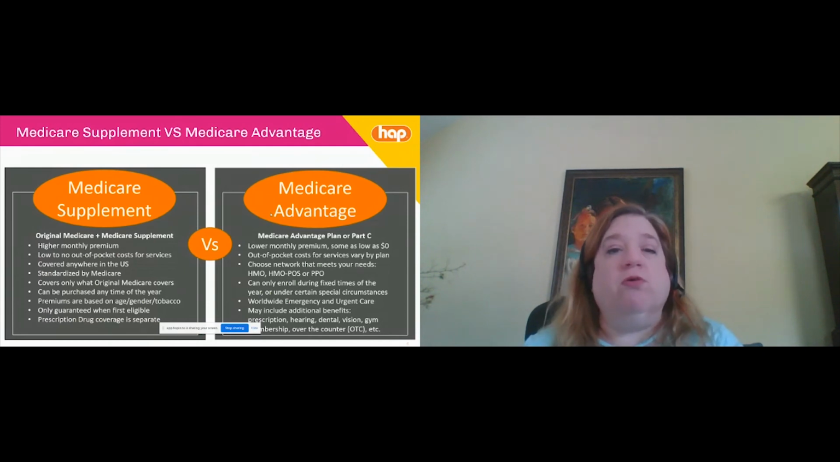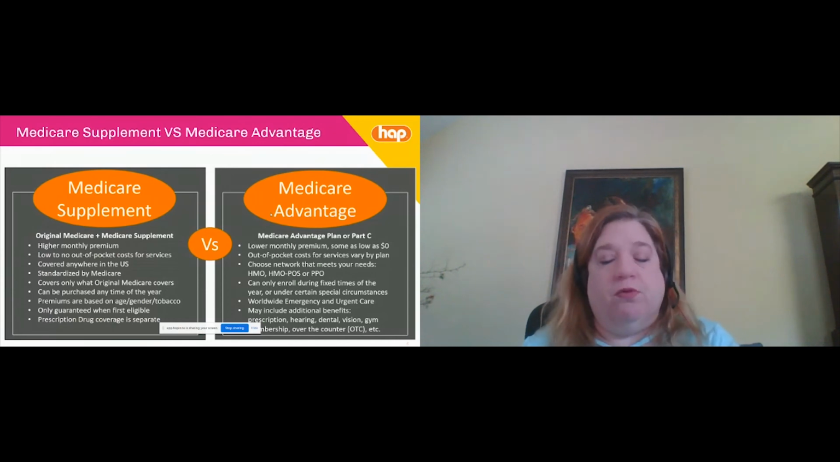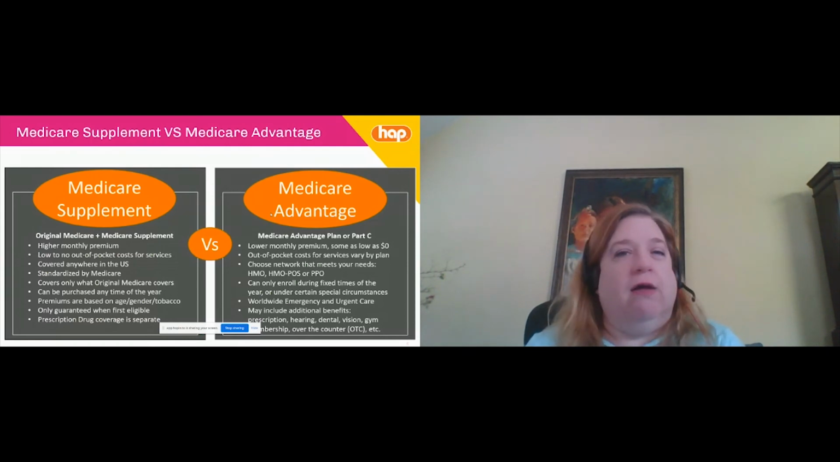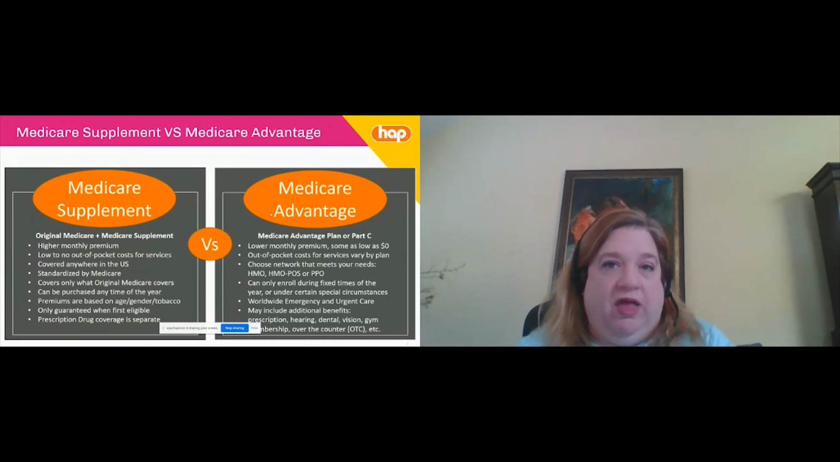So if you go the route of a Medicare supplement plan, you have your Medicare card, which bills first. You have your Medicare supplement card, which bills second. You have your prescription, your Part D card that covers your prescriptions. And if you choose a plan that gives you dental and vision, that's a separate card. So everything is kind of a la carte. You can apply for a Medicare supplement plan at any time of the year as long as you have Part A and Part B in place.